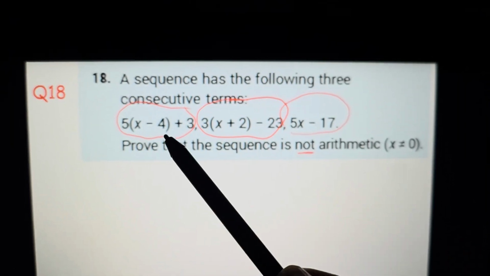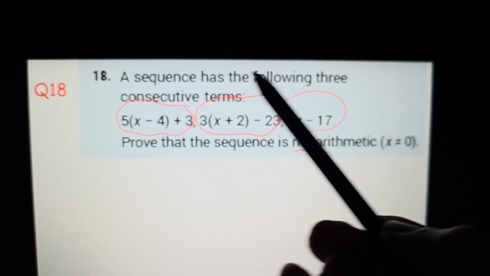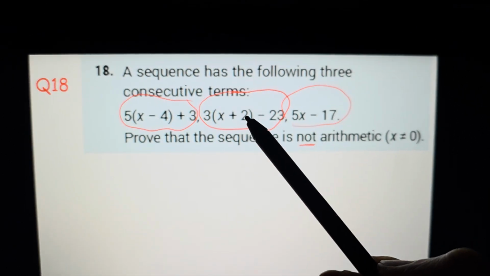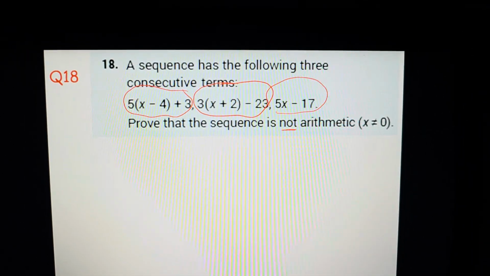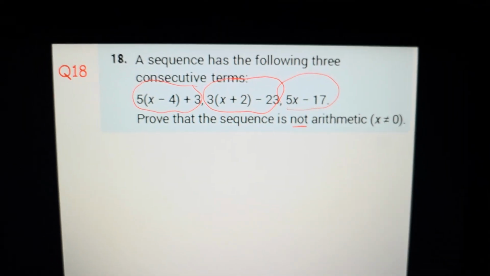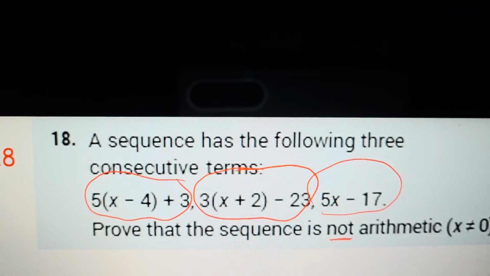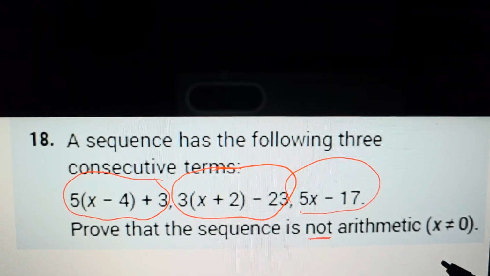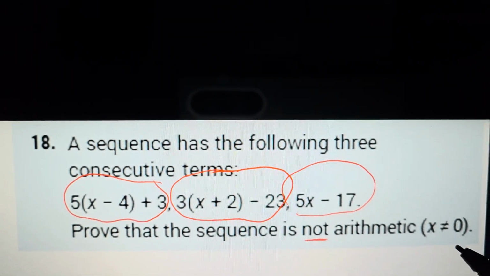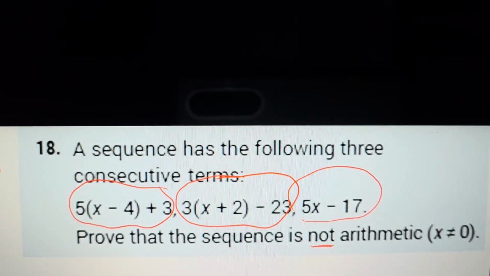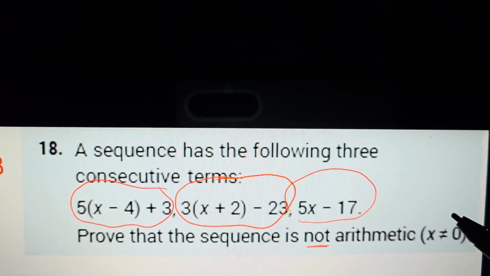So term 2 take away term 1, I'll get a difference. Then term 3 take away term 2, I'll get another difference, and those two differences should not be the same. That will then state that it is not arithmetic. Okay, and also they make a note, x cannot equal 0. So basically if you get 0 as your value for x, well that's also a way of disproving that it's arithmetic as well.